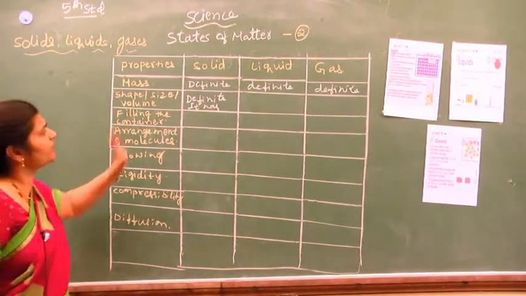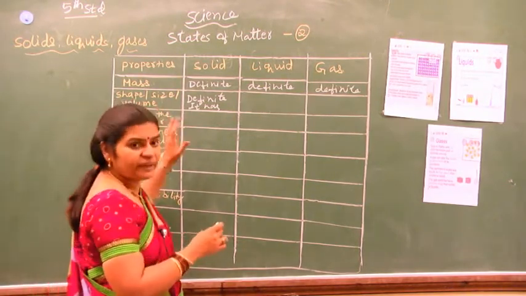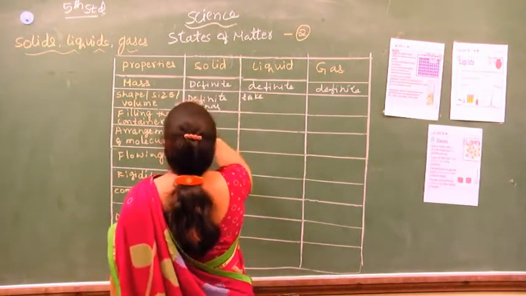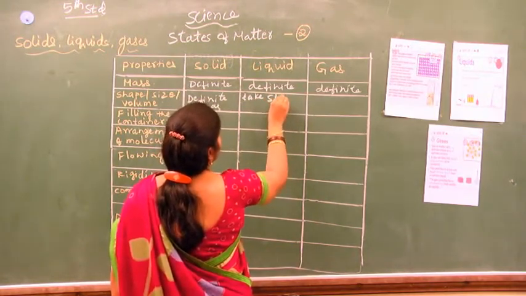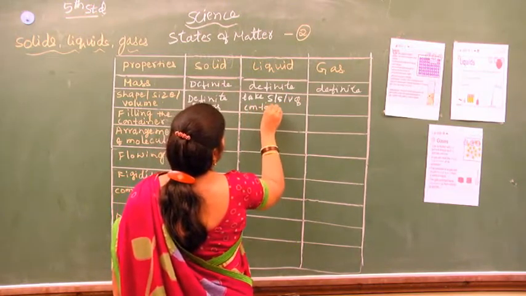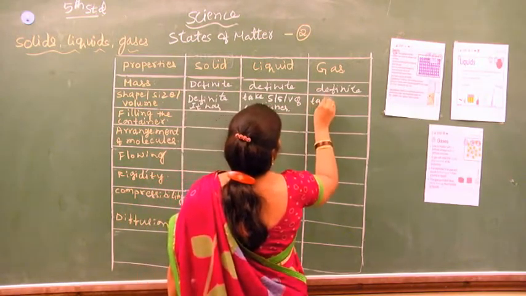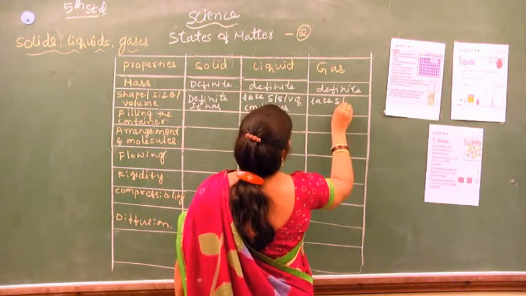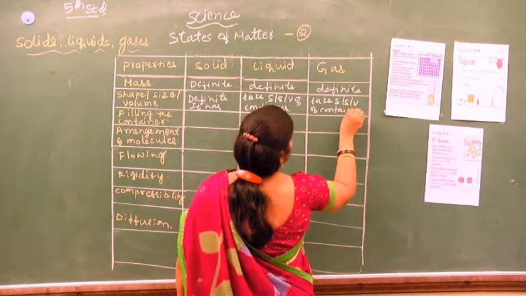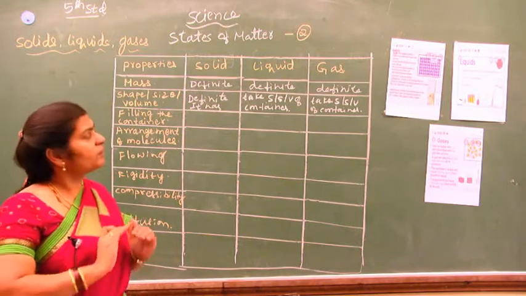But in case of the liquid, when we are going to consider the shape, size and volume, what will it take? The shape, size and volume of the container. The same thing we are going to consider in case of the gas. Gas is also going to take the shape, size and volume of the container in which we are going to put it, that it is going to occupy.